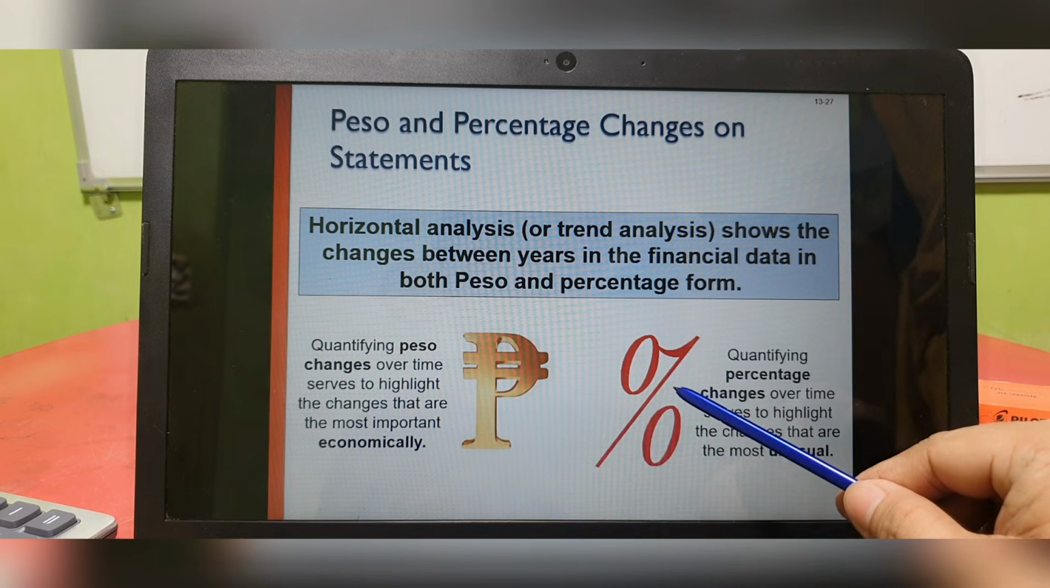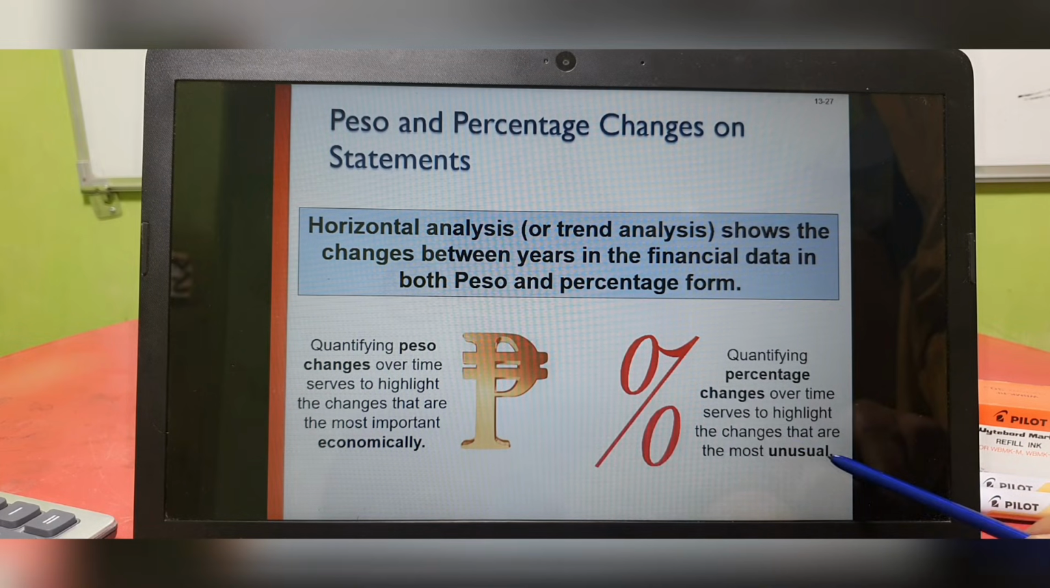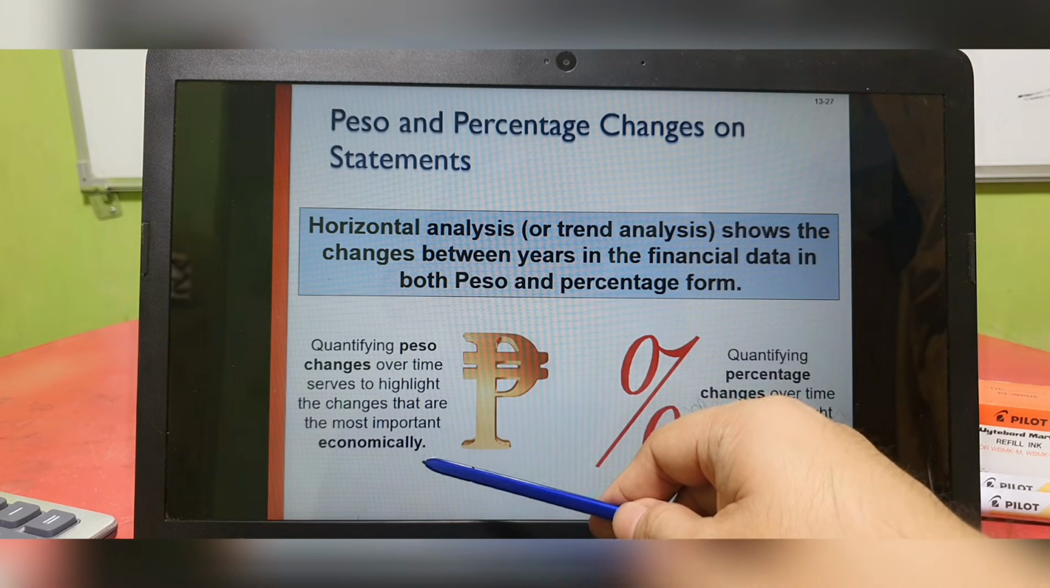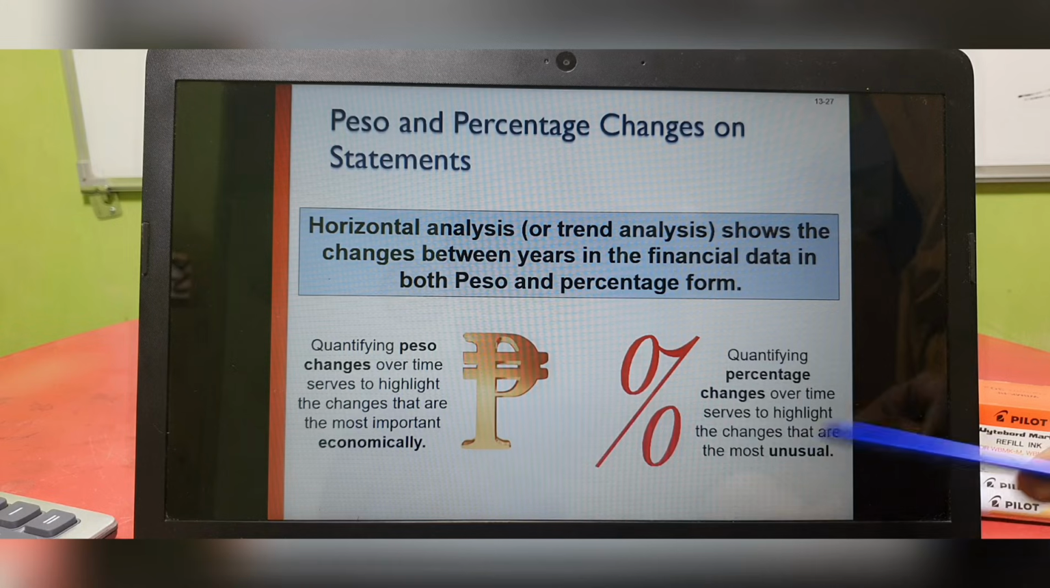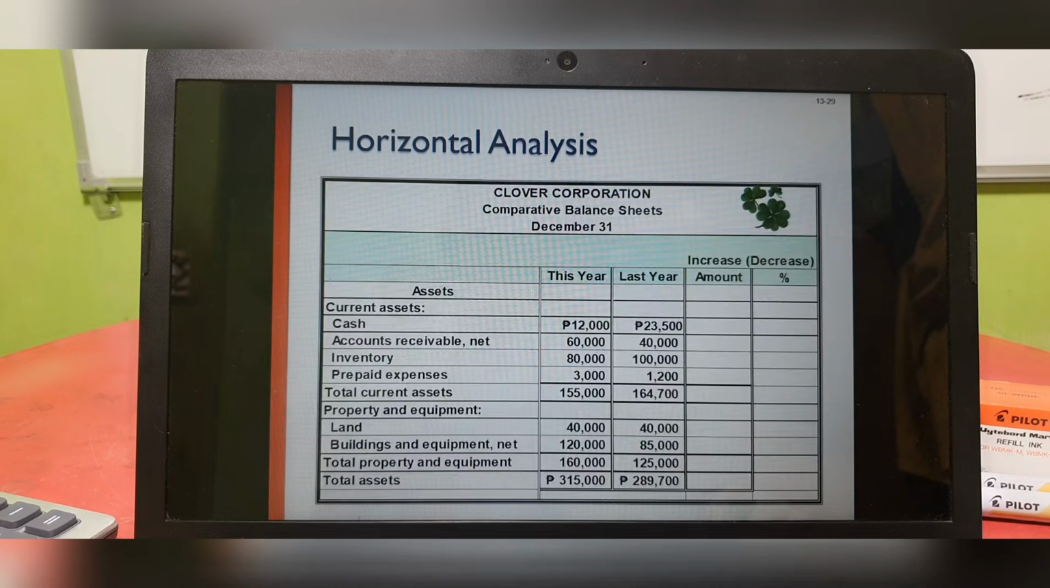Kapag percent change ang kinocompute natin, doon natin mapipinpoint yung mga changes that are most unusual. And we are going to investigate yung mga changes na yan na very important economically and mga changes na yan that are really unusual. Okay? If we can do something about it so that we can further improve our performance. So again, we are going to use the illustration ng Clover Corporations. Here. So ito yung balance sheet natin. So how do we do the horizontal analysis?